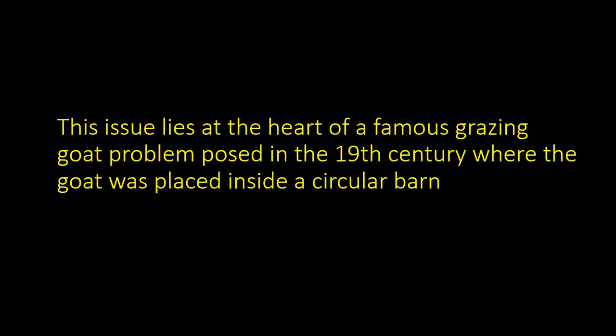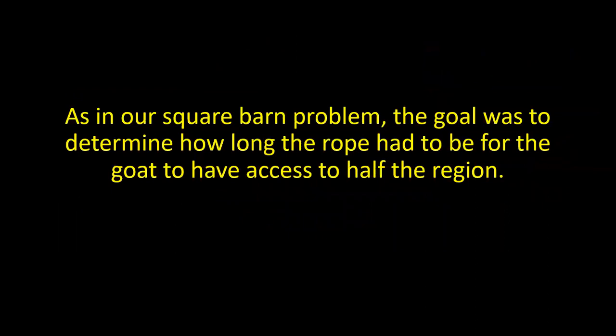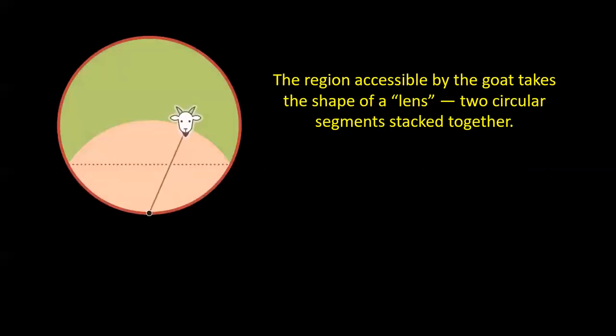This issue lies at the heart of the famous grazing goat problem posed in the 19th century, where the goat was placed inside a circular barn. As in our square barn problem, the goal was to determine how long the rope had to be for the goat to have access to half the region. The region accessible by the goat takes the shape of a lens, two circular segments stacked together.